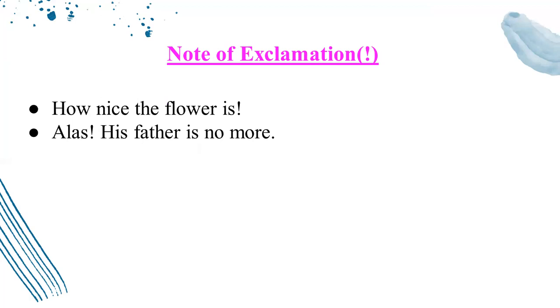Okay. Note of exclamation. Here are two sentences. The first one is, how nice the flower is. It's an exclamatory sentence, and after this exclamatory sentence, note of exclamation has been used. Okay. The next sentence is also not exclamatory, but have a look here. One thing. Alas, his father is no more. Alas, what kind of part of speech is it? It's an interjection. And after the exclamatory sentence and the interjection, note of exclamation is used. Is it clear to you?